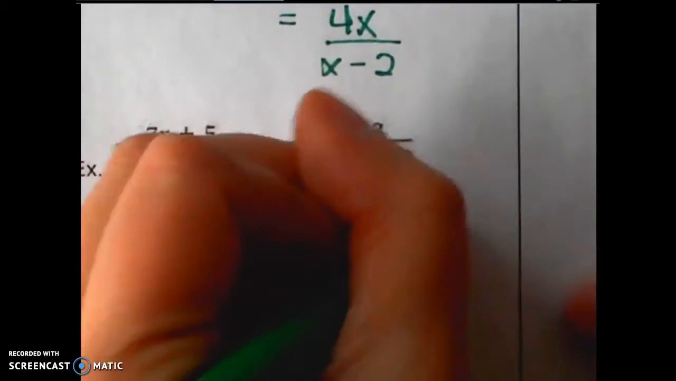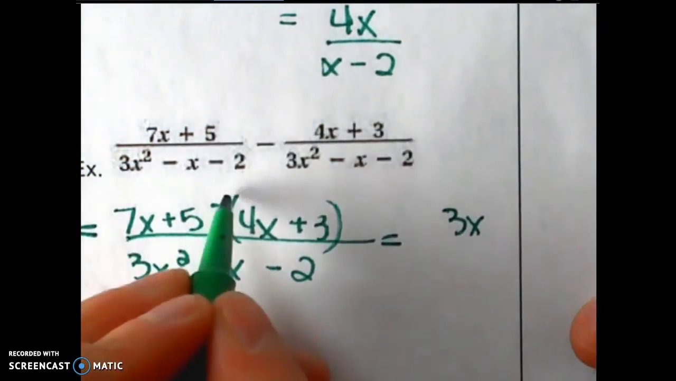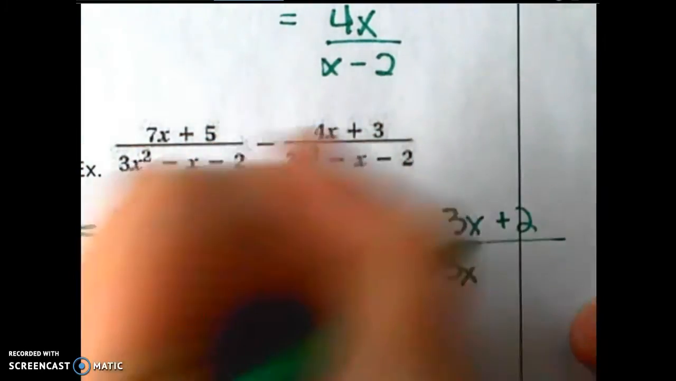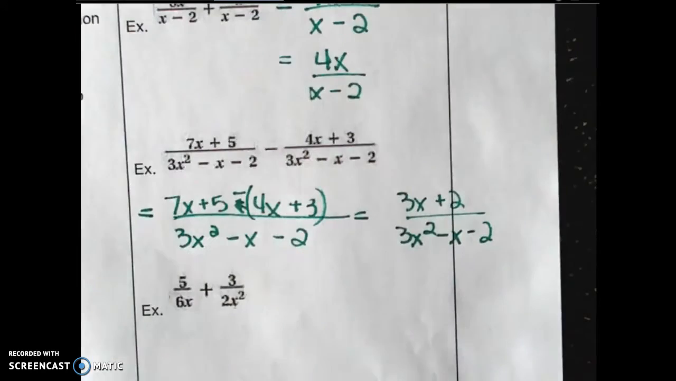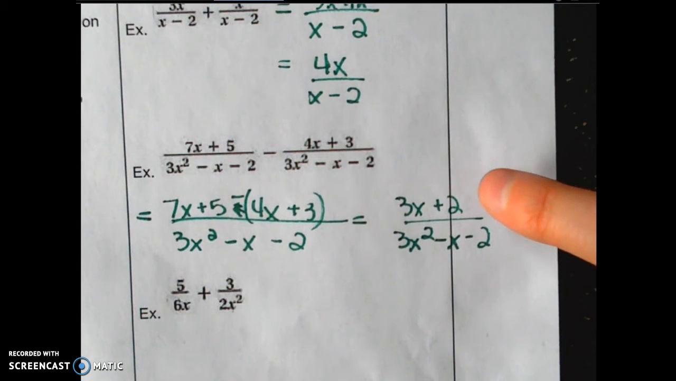So let's go ahead and simplify. 7x minus 4x gives me 3x. 5 minus 3 gives me 2. And we can copy over that denominator. Now, in this case, we might want to factor this bottom to see if we can get a common factor with the top and cancel some things out. So I'm going to use the box method here.